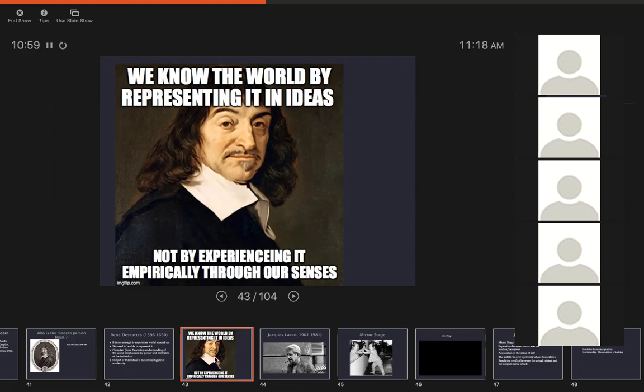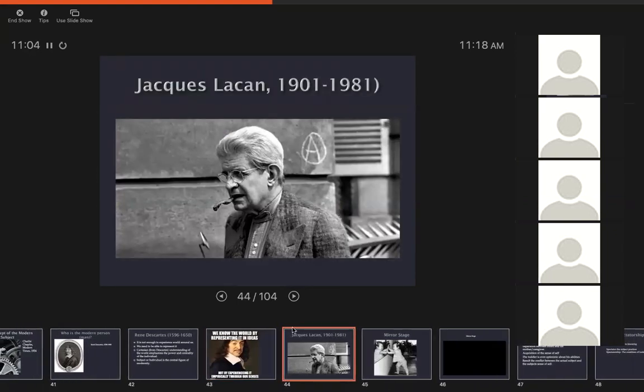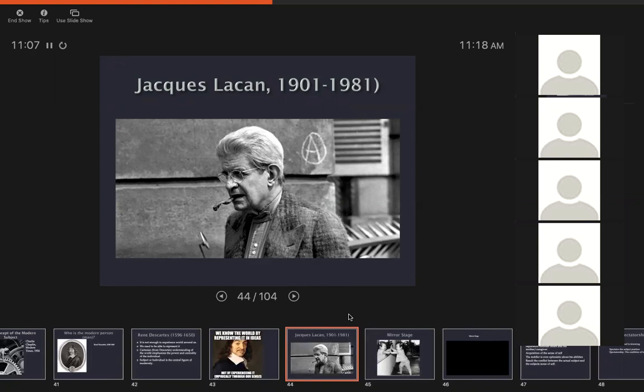Okay, so we've talked about modernity, and now I want to introduce you to this person who died in 1981, Jacques Lacan. Look at that cigar, that's crazy. Jacques Lacan is a philosopher and psychologist, a psychoanalyst, I would say. In many ways, he builds upon Freud and Freudian ideas, but in many ways, he does not. He takes them to a completely different level.